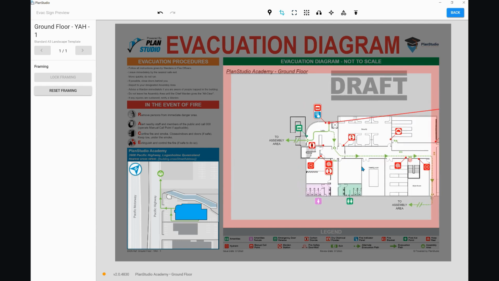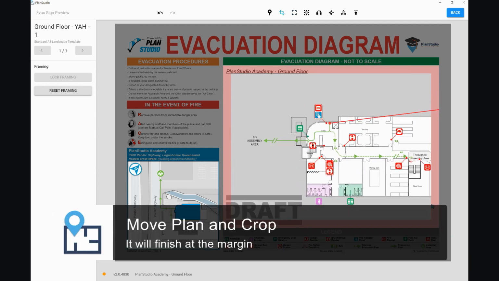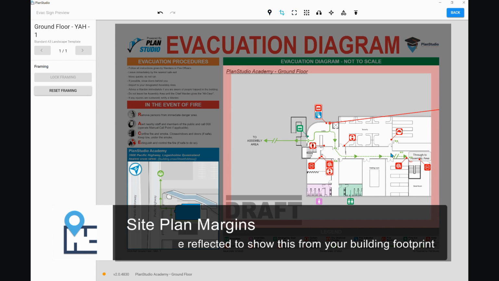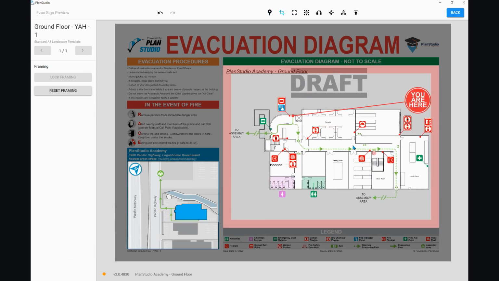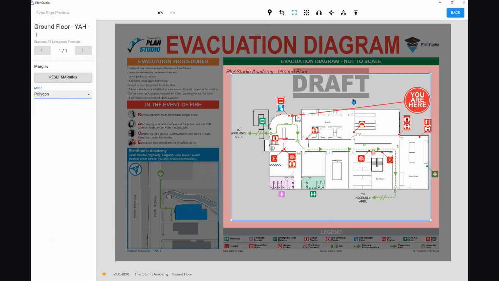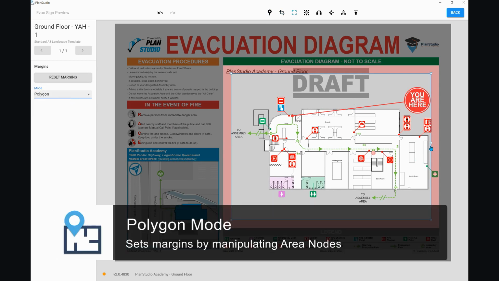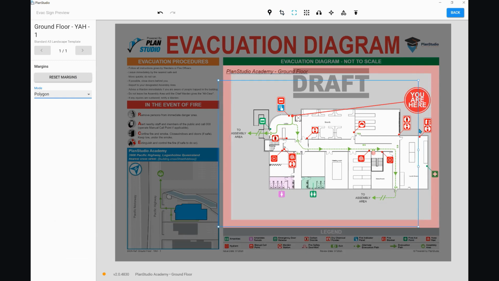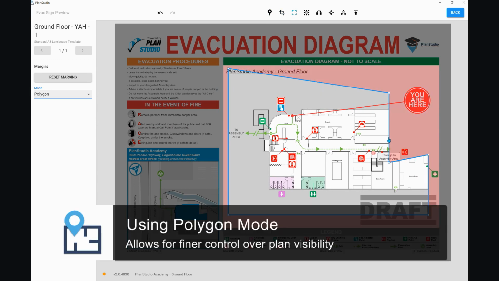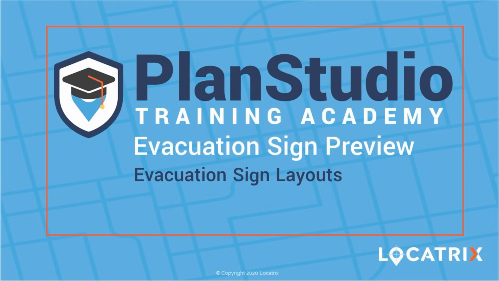If we now move our plan and crop off a section of it, you will see that it gets cropped off at the margin rather than the edge of the page, and this is reflected in the building footprint on the site plan. If we pan this back over now, we can then change our margin option from rectangle mode into polygon mode, which allows us to have a much finer level of control over our margins by editing the area nodes in the same way that we would with our zone nodes tool. This way, we can have better control over exactly what we want to hide or crop on each plan, but for now, we will leave this set to rectangle mode.